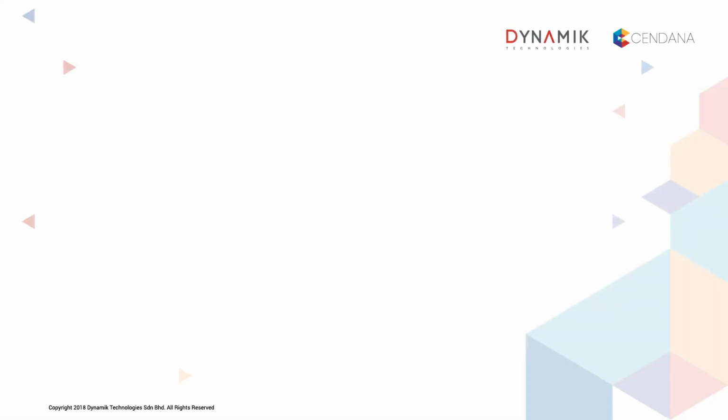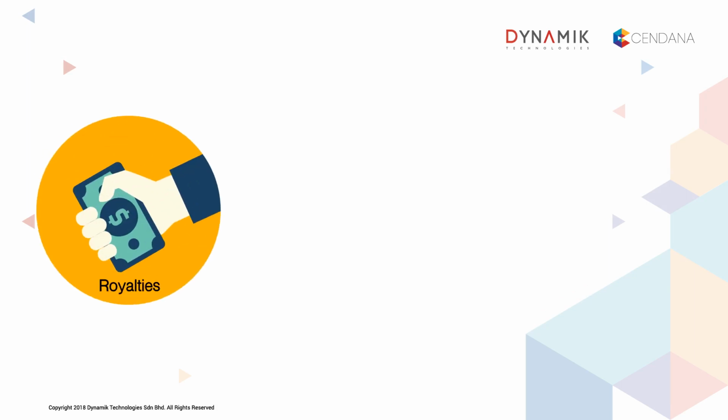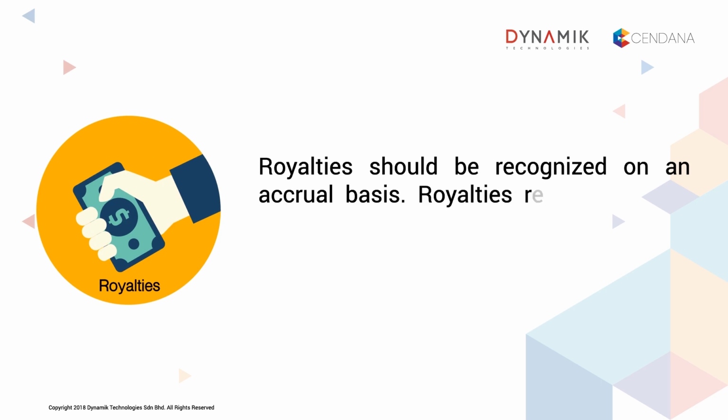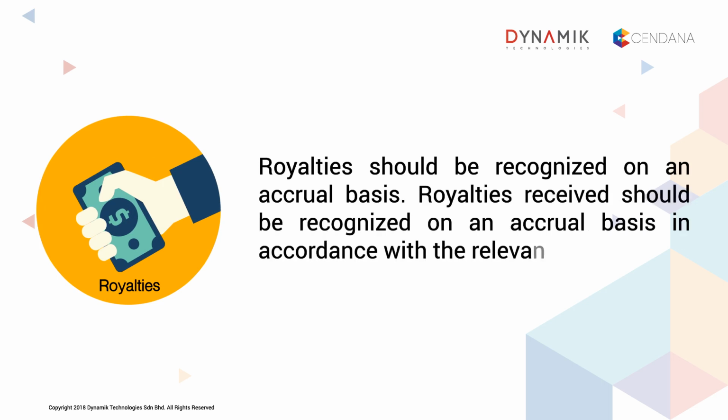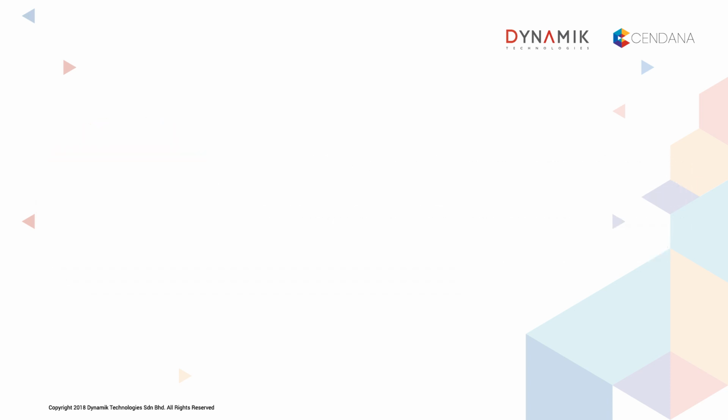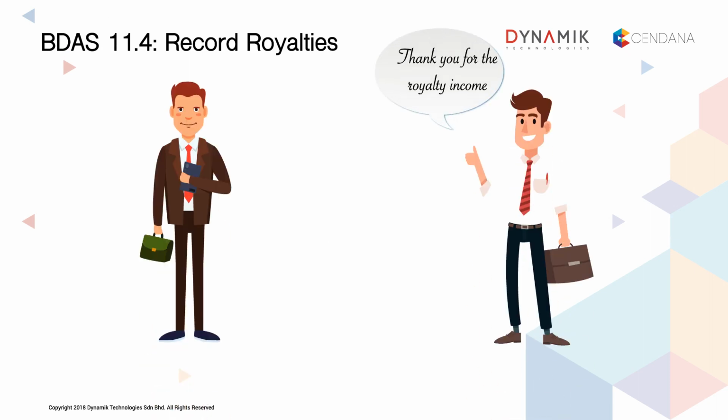Next, under BDAS 11.4 is to record royalties, where royalties should be recognized on an accrual basis. Royalties received should be recognized on an accrual basis in accordance with the relevant agreement. The scenario for BDAS 11.4 is as follows. The developer receives royalty income from the licensee. The developer was the licensor and received a royalty at the agreed rate from the publisher. The developer receives the royalty advance of $5,000 from the publisher.